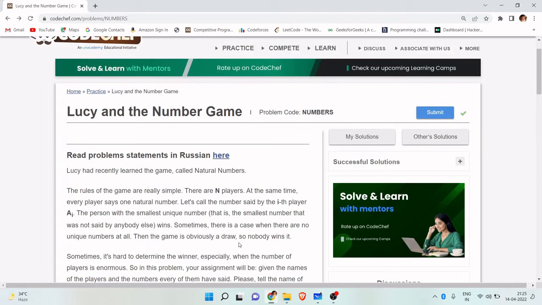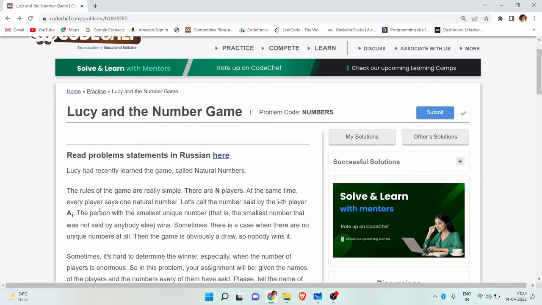I am going to solve this problem, Lucy and the number game. Let's read the problem statement. Lucy had recently learned the game called natural numbers. The rules of the game are very simple. There are n players at the same time. Every player says one natural number. Let's call the number set by the ith player A of I. The person with the smallest unique number, that is the smallest number not set by anyone else, wins.